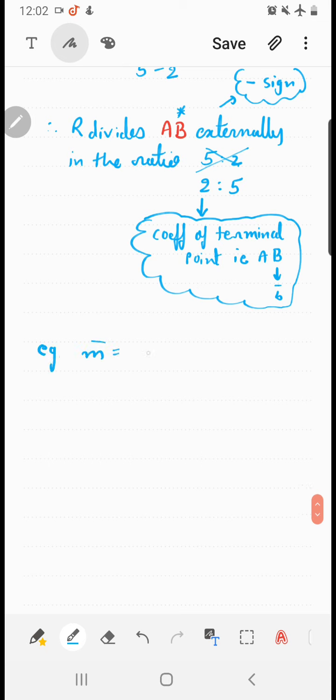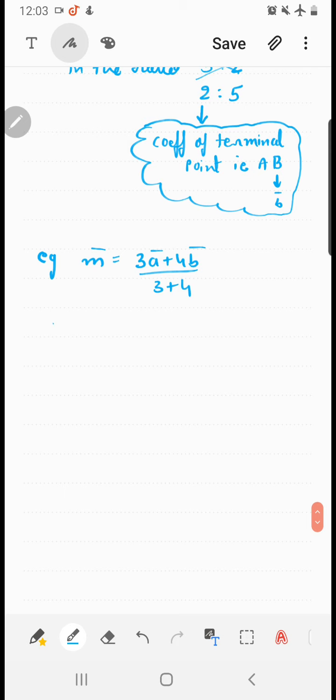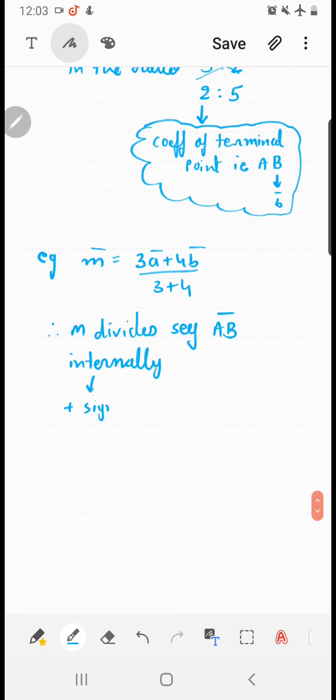To explain, let's take one more example. Suppose I get m bar is equal to (3a bar plus 4b bar) upon (3 plus 4). Now if I ask you to read, who divides? m divides, whom is it dividing? Segment AB bar, internal or external? This time internally. Why did you say internally? As I said, I have a positive sign in the ratio. Now, when I write the ratio, is it 3 is to 4? The answer is no. It is 4 is to 3, because this is the coefficient of the terminal point.